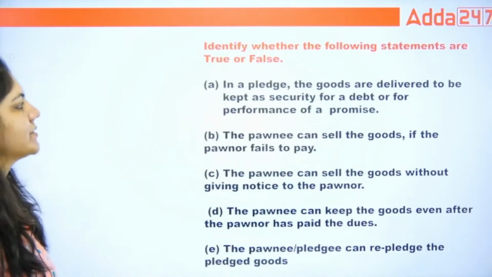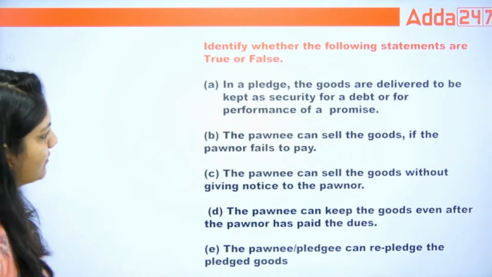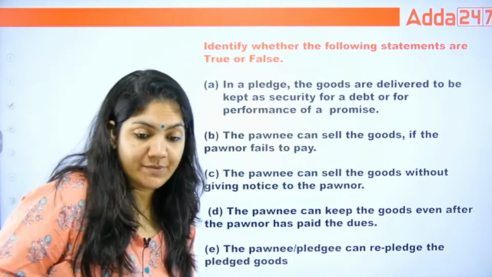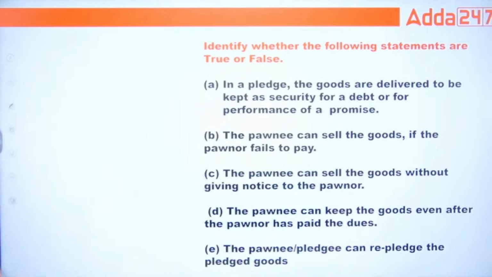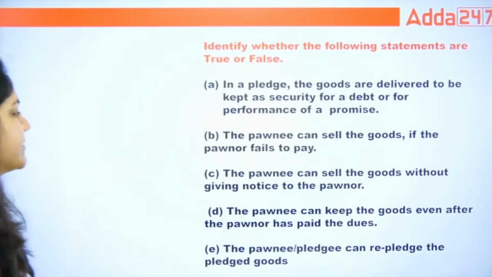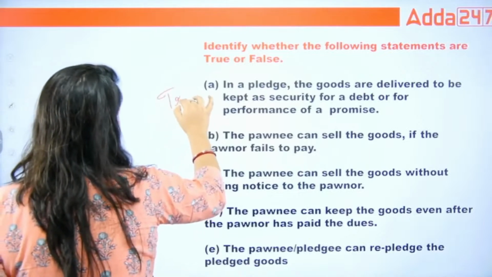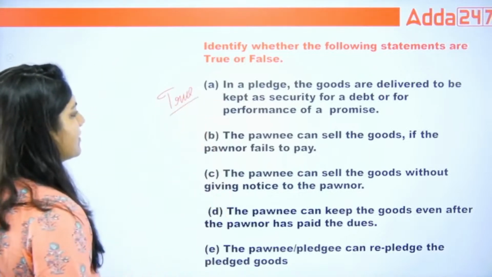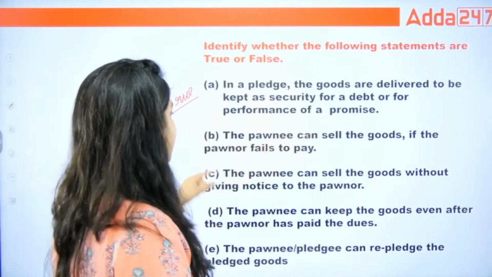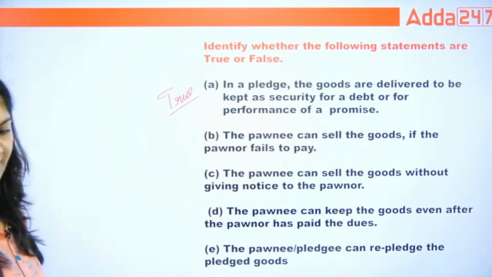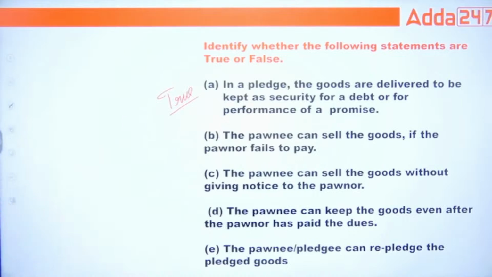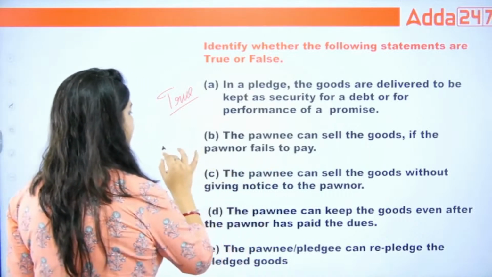Okay, now tell me true or false. In the pledge, the goods are delivered to be kept as security for the debt and the performance of the promise. Is this true or false, class? Tell me. So this is absolutely true. The pawnee can sell the goods if the pawner fails to pay. This is right, class? Tell me. Please read the question. So the pawnee, yes, the bank can sell. This is absolutely true.